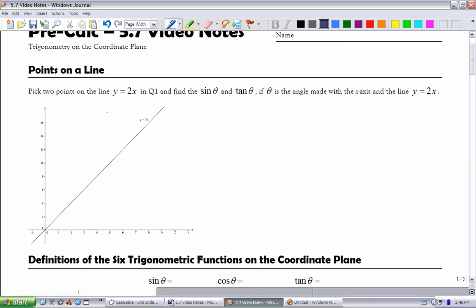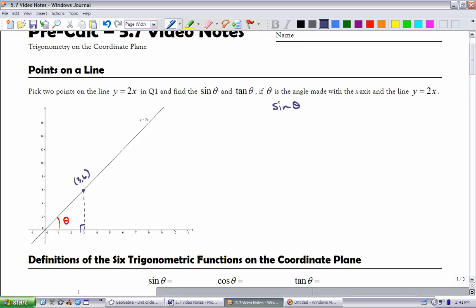Pick 2 points on the line y equals 2x in the first quadrant and find sine of theta and tangent of theta, if theta is the angle made with the x-axis and the line y equals 2x. Well, first thing we need to understand is that this is our angle theta that we're talking about. Okay, and if this is the line y equals 2x, I'm going to pick 2 different points. We'll start with the first one here, and this is to prove a point later on, but this is (3, 6).